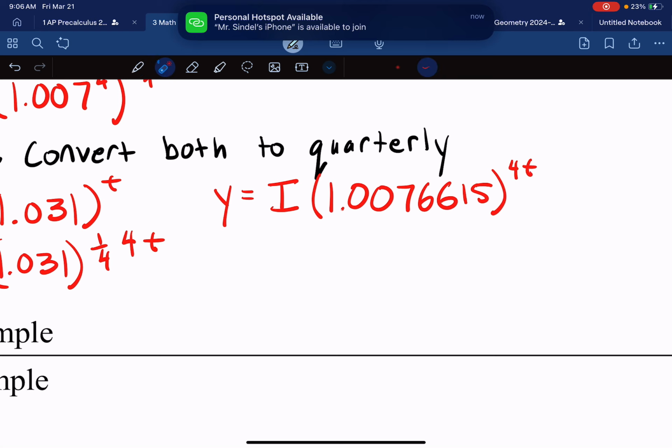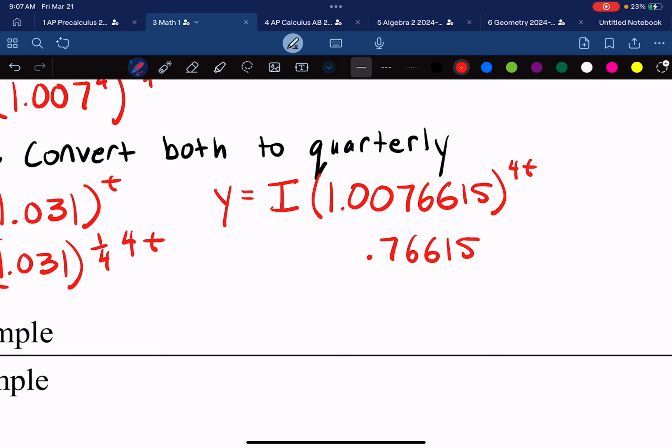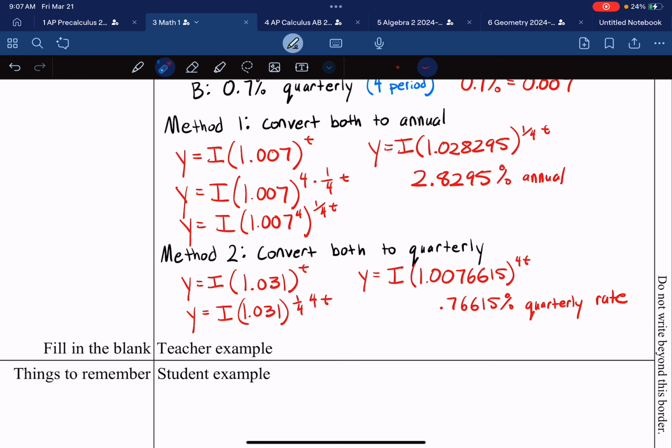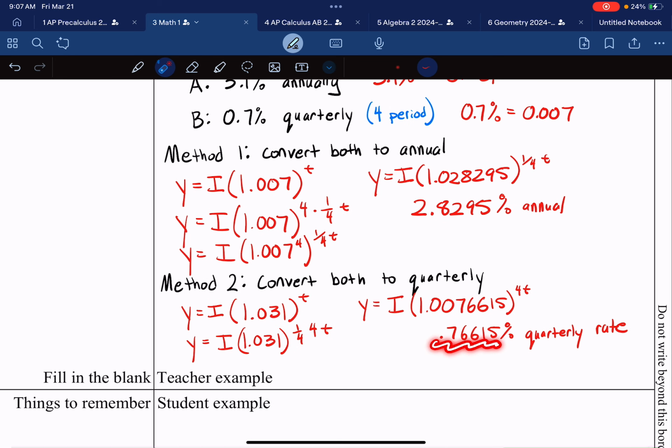All right, so what is this effective interest rate? Again, you kind of ignore the 1 because that's just doing nothing. Multiplying by 1 does nothing. And this is moving the decimal place 1, 2. It's going to be 0.766. So you can say this is 0.76615%. And that's a quarterly rate, not an annual rate. So that's a quarterly rate. And then you could theoretically compare the quarterly rate to the quarterly rate. You'd say, okay, well, this one is 0.766 and this one is 0.7. Which one would you want? Well, I want the bigger one, so I'd still go with option A.